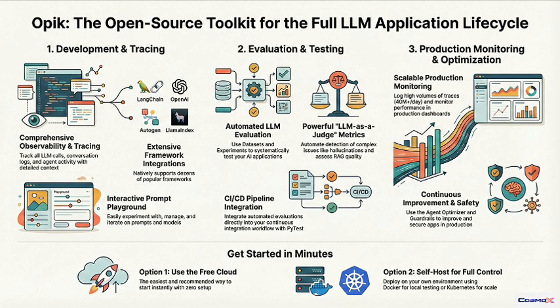Right. So if we follow that developer journey, it naturally breaks down into three core areas: development, evaluation, and then production. So starting with development, it's all about observability. This means deep tracing of every single LLM call, logging the full conversation history, and tracking all the context. I mean, just imagine. That capability alone probably saves developers days of staring at nested API calls and wondering why their RAG response went completely off the rails.